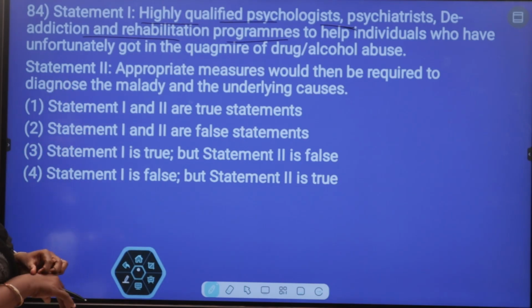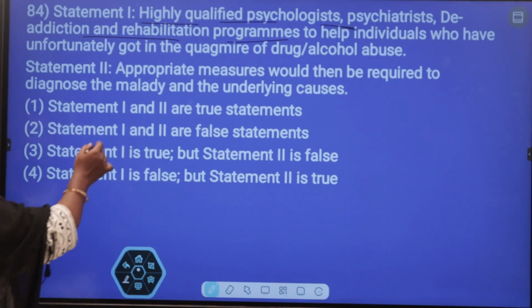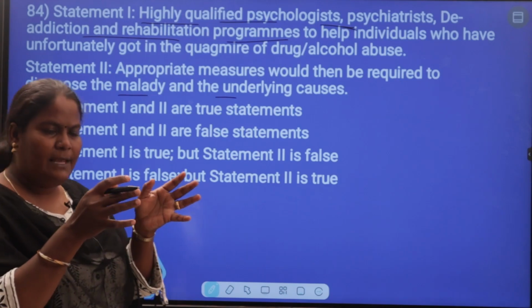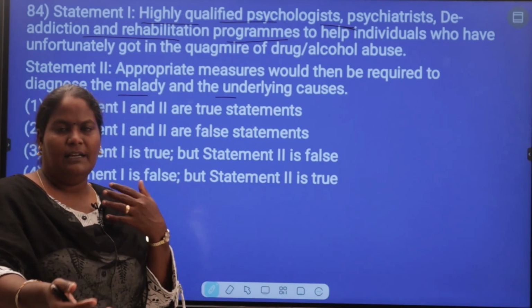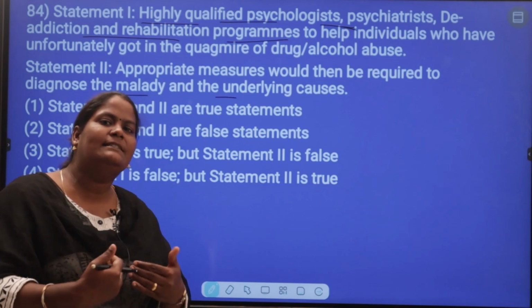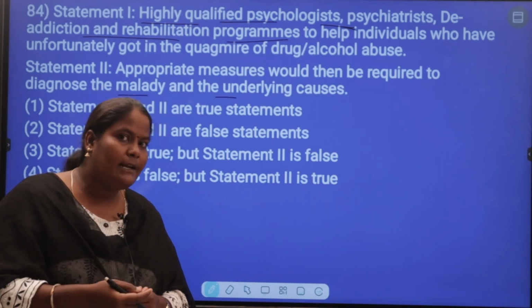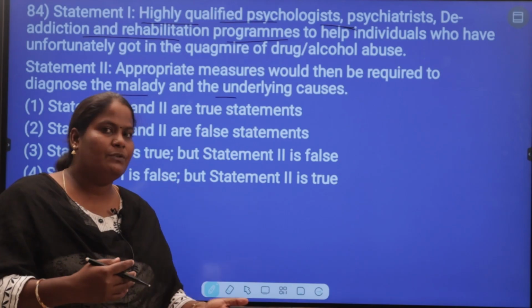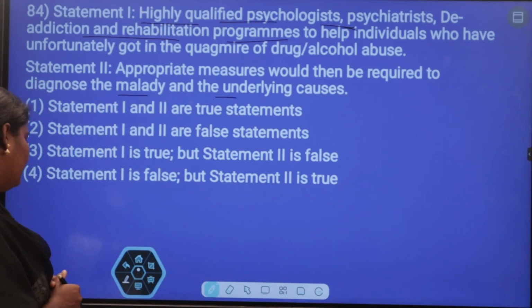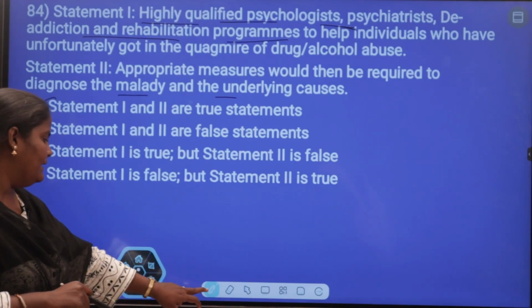Next one, appropriate measures would then be required to diagnose the malady and the underlying causes. Yes, not just making them sit and listen to us, we have to identify the basic reason behind that misbehavior, why they are taking drugs, why they are taking alcohol. This kind of observation is also necessary. So both statements are true. Statements 1 and 2 are the right statements.